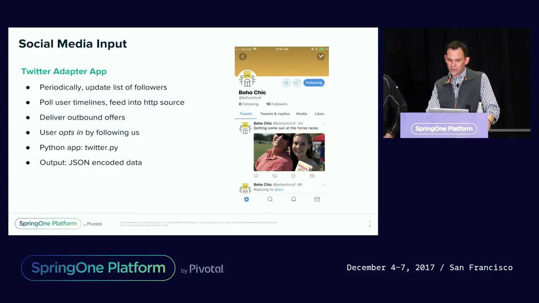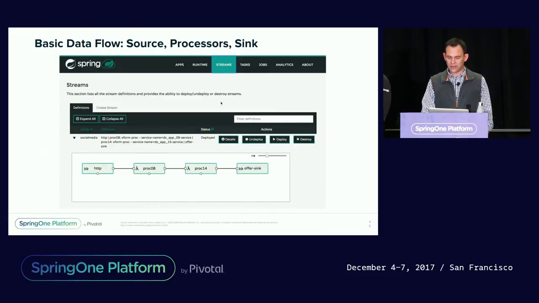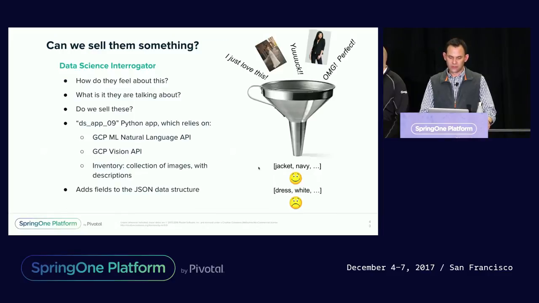So a little bit more detail of how the application works. The Twitter adapter app periodically updates its list of followers. It pulls the timelines, it delivers outbound offers, and users opt in by following them. So again, it's a Python app, which explains a lot. This is the graphical interface for Spring Cloud Data Flow for that flow. It really is a GUI for building out these flows. You can see here's a source, some processes that happen in between, and then ultimately it's sent to a sink for an offer. You can write your own processors. There are some out-of-the-box ones as well as sinks and sources.